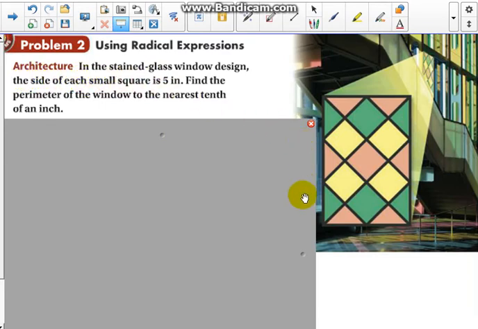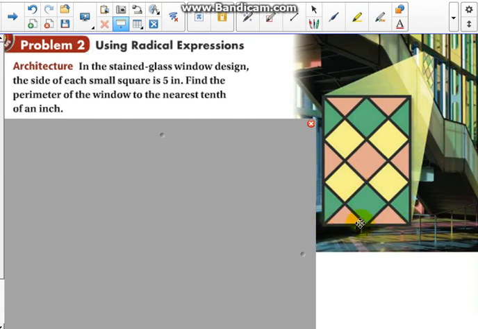In architecture, it says we've got a stained glass window design. The side of each small square is 5 inches. So each one of these is a square. It means that each side of those individual squares is 5 inches. They want us to find the perimeter of the window to the nearest tenth of an inch.